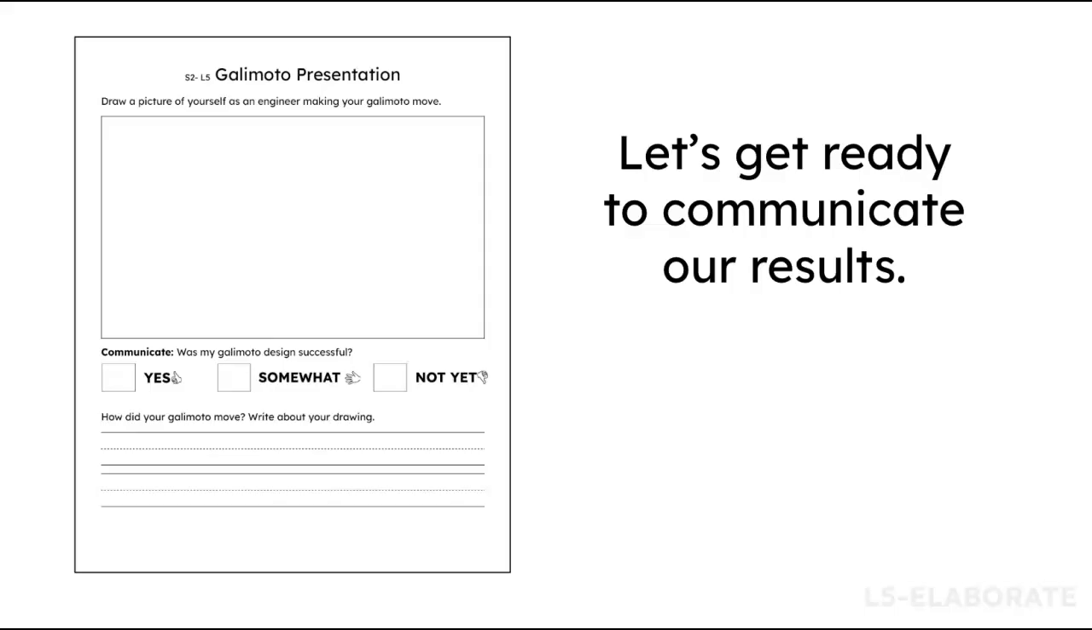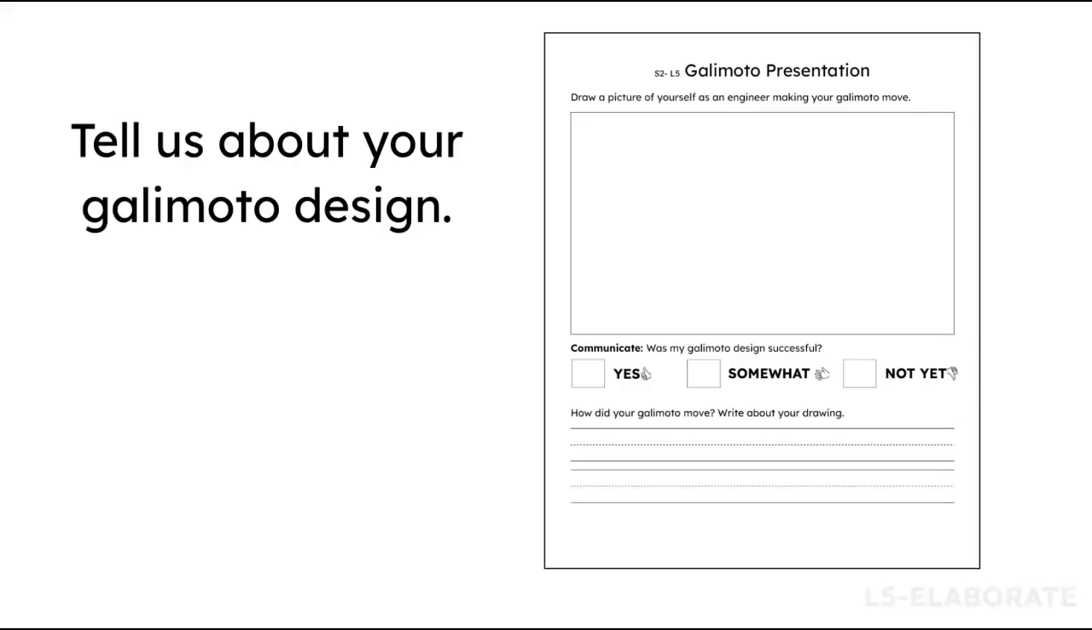For the Elaborate portion, you'll explain to students that engineers communicate their results after they test and evaluate their designs. You'll have students complete the Galimoto Presentation student journal page to communicate their results. You'll ask students to share their designs and how they performed during the tests and challenge.